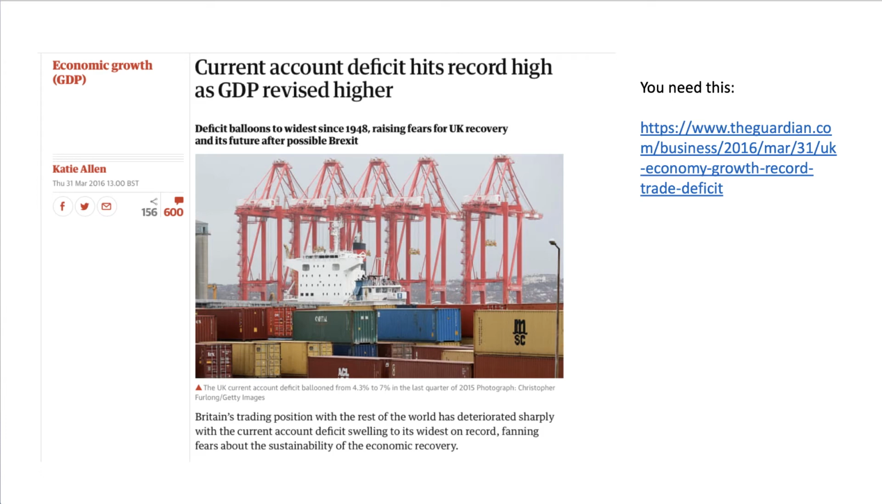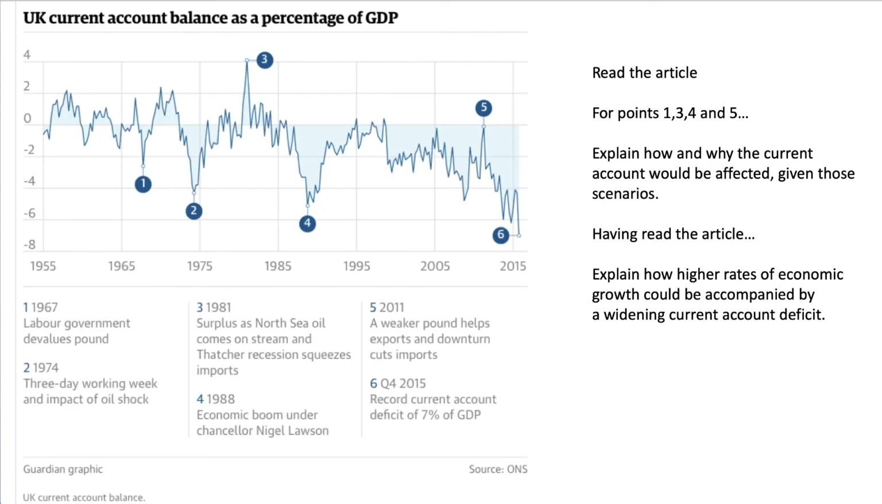Okay. Once you've done that, read it. Once you've got it in front of you, read it, and then find this chart for points 1, 3, 4 and 5. Explain how and why the current account will be affected given those particular scenarios.